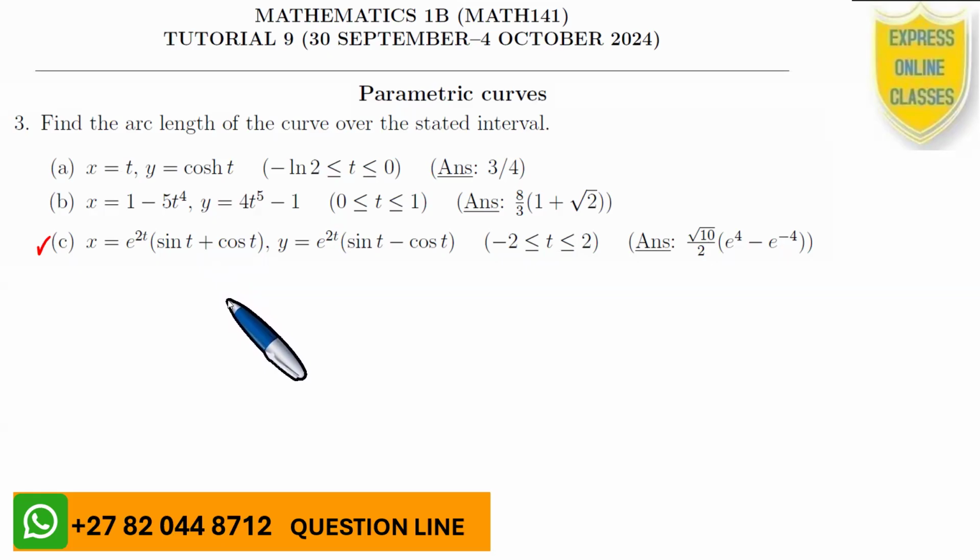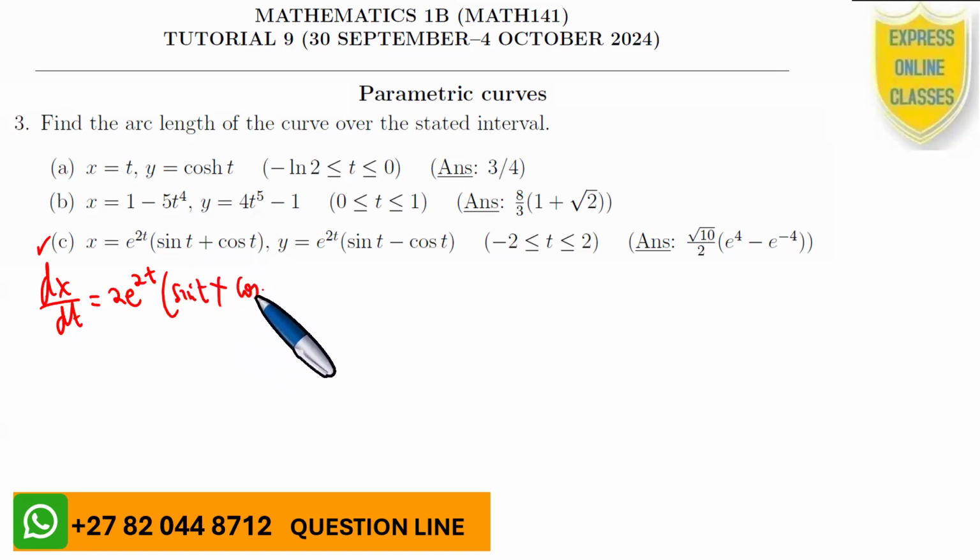Now to find the arc length of this particular curve, first, we need to be able to find the derivatives. So we're going to find dx dt. The rate of x with respect to t is going to be 2e to the power 2t, the sine t plus cosine t, plus e to the power 2t, cosine t minus the sine of t.